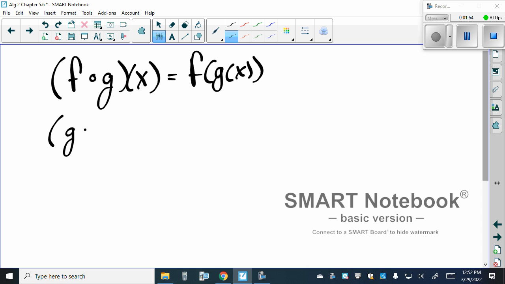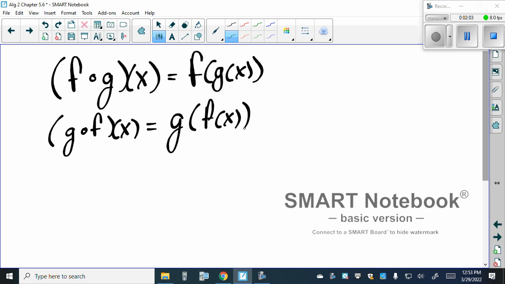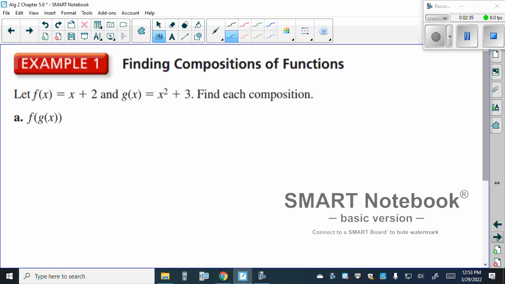Now we also have goff, g of f of x. I thought that was a neat little reminder, fog and goff, because that's what it looks like. When we work with these, we're going to be working from the inside out. So with f of g of x, we start off with g of x and then f of x, then simplify. With g of f of x, we start off with f of x and then go with g of x. This will make more sense when we look at it.